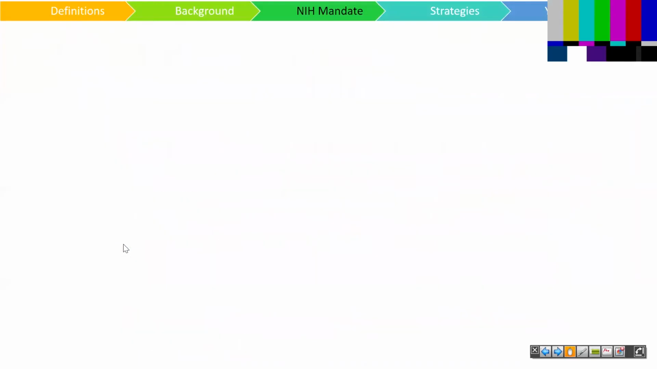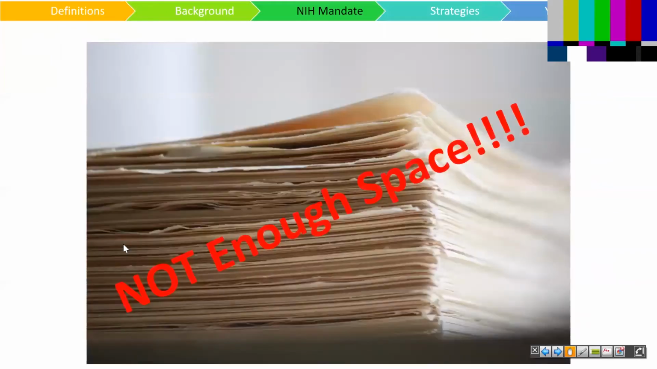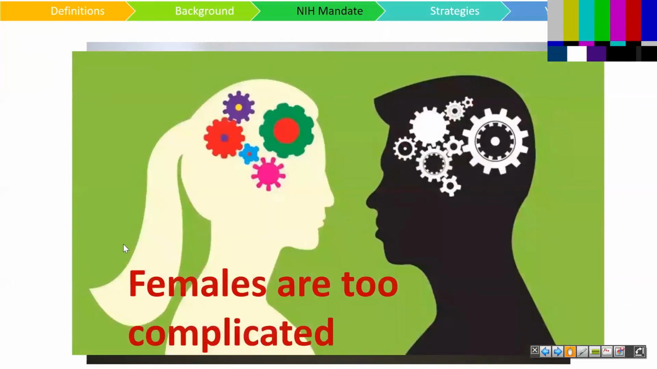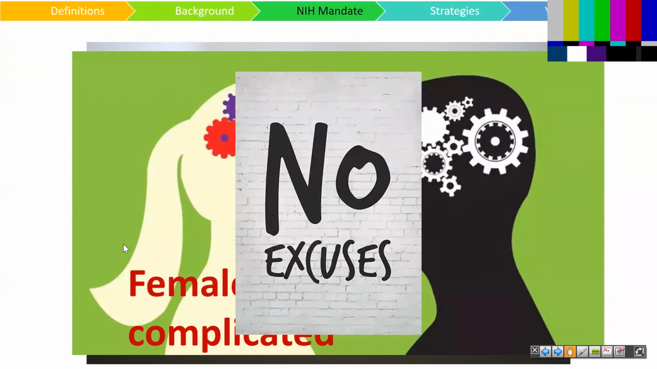And so the previous excuses are no longer tolerated. So I don't have enough space to have females in my colony. Not good enough. I don't have enough money to incorporate females in my research. Still not good enough. Females are too complicated. Definitely not good enough. So these excuses are no longer accepted, and the NIH wants to see females in your research.